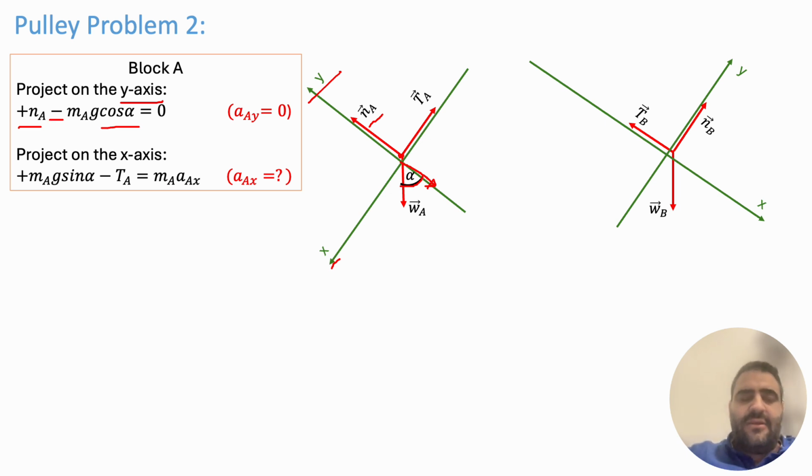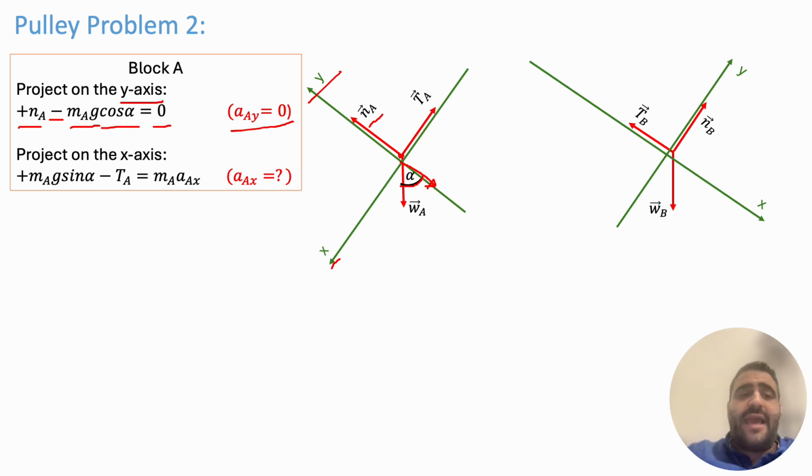And of course, the magnitude of WA is just MAG. Now, I know the acceleration on the y-axis, because, as I started, I said if block A is going to move, it's going to move on the x-axis, either up the incline or down the incline. So the acceleration on the y-axis is 0. This equation doesn't really give me any new information. It just relates the normal reaction to the mass and the angle.